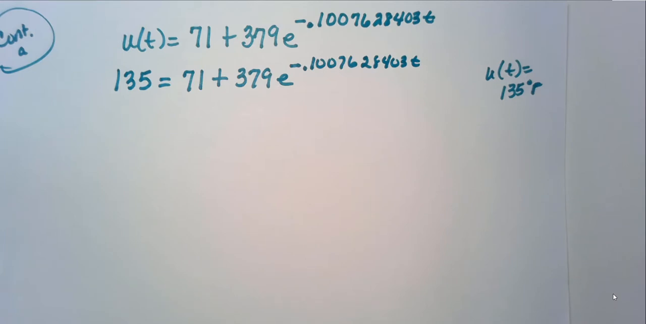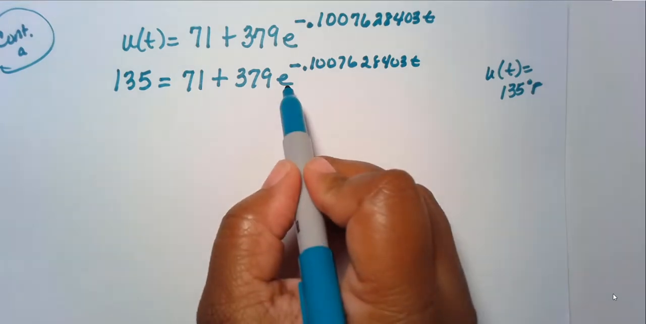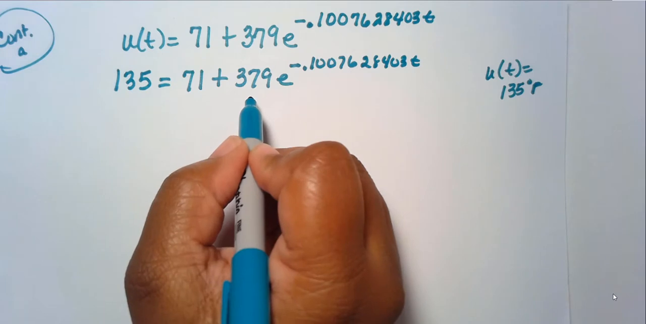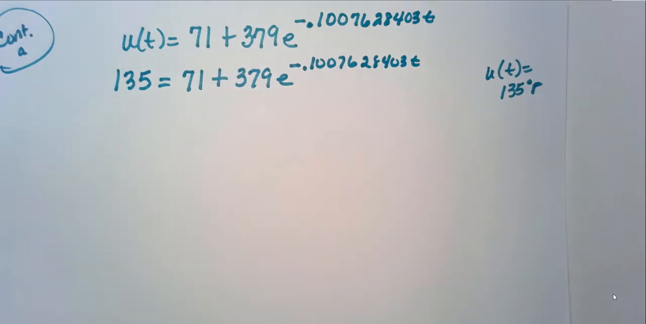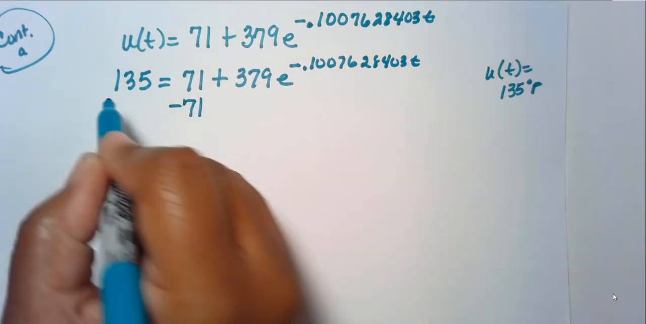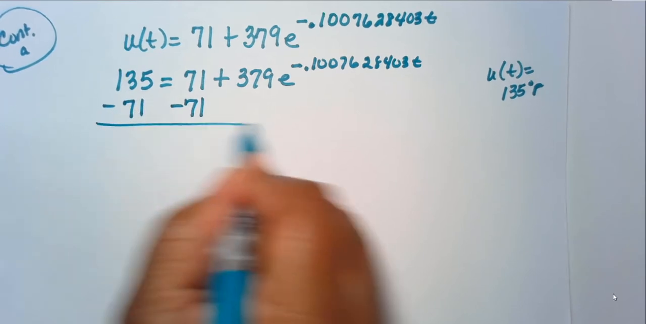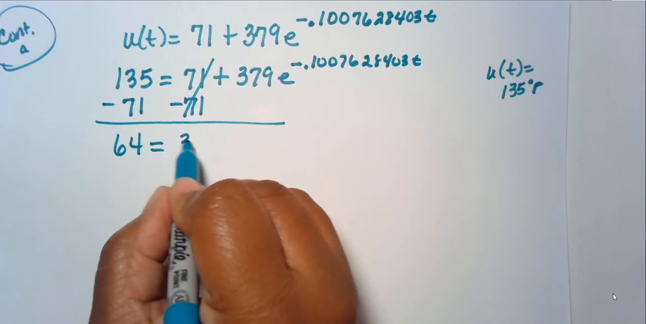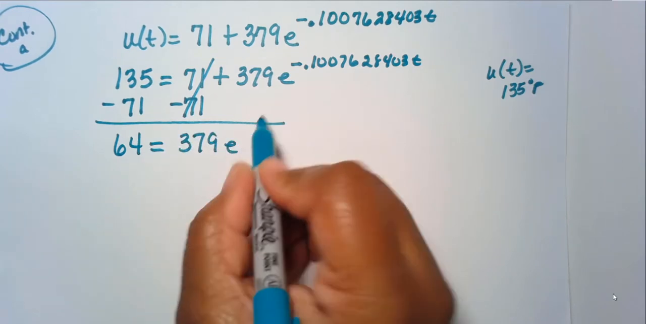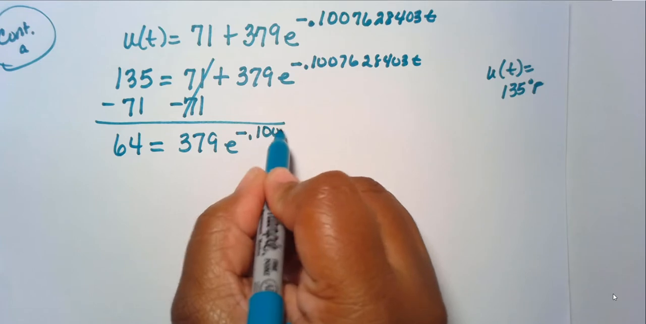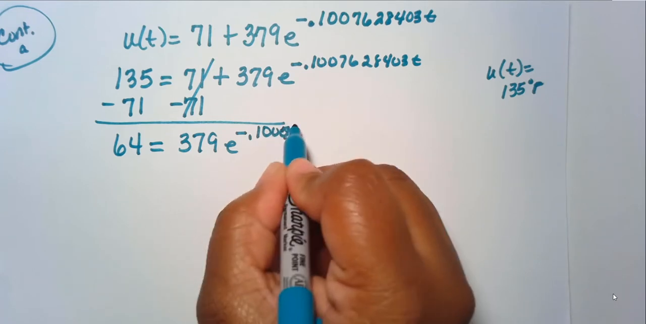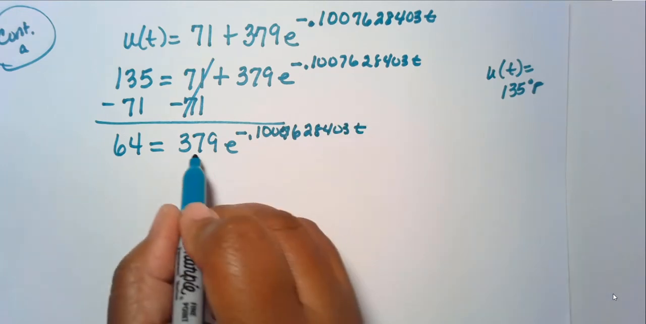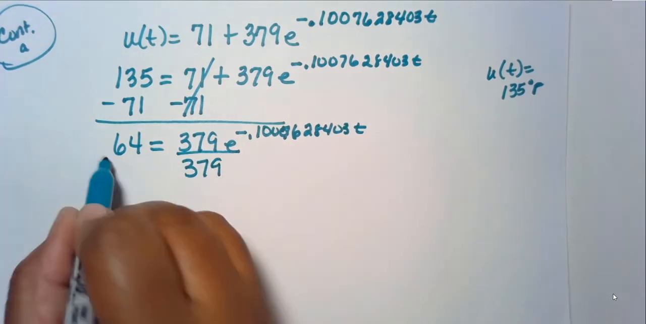So solving, we want our base e to be by itself. So we're going to subtract 71, then we're going to divide by 379 to both sides. So subtracting 71 from both sides, we have 64 equals 379 e raised to the negative 0.1, and we keep going. Then we're going to divide by 379.